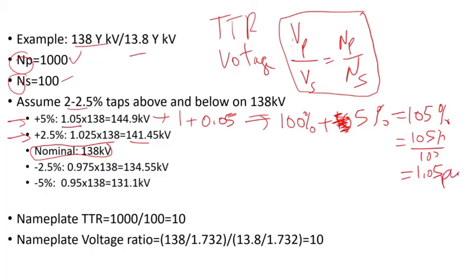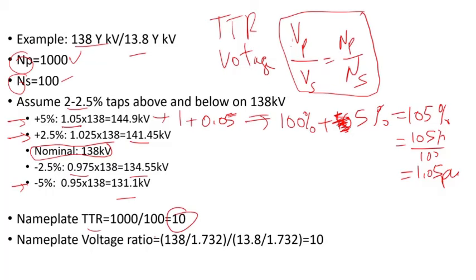So that's what you see here. If you go down, then you're going to subtract 2.5% or 0.025. So which is 0.975 times 138 kV, you get 134.55 kV. 2 taps, which is 2 times 2.5, you subtract 5% basically, so it's 138.1 kV. So nameplate TTR in this case, since in this example I gave turns, it's 1,000 divided by 100, which is a ratio of 10.